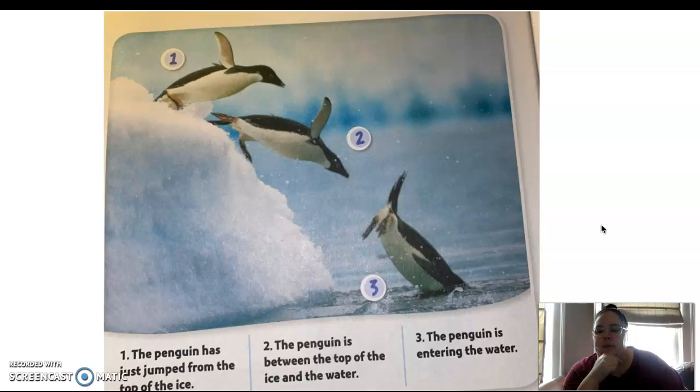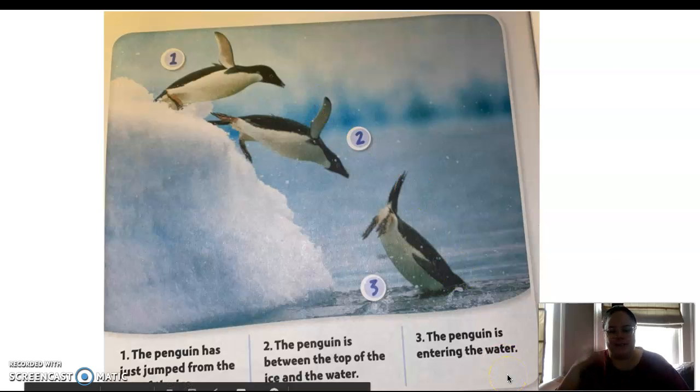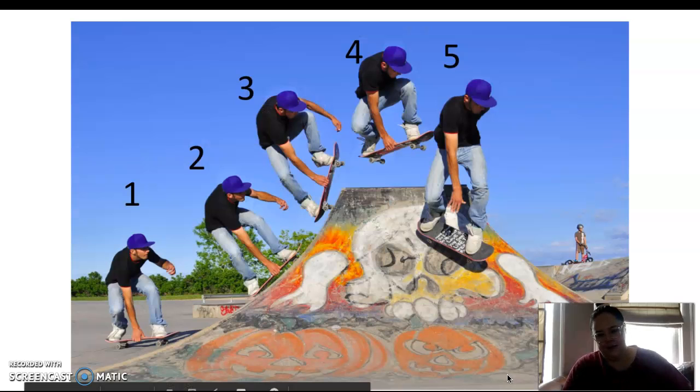So number one, the penguin has just jumped from the top of the ice. We know gravity, things fall to the ground. So the first picture's got to be when he's up top because that has to happen first. Then he starts falling. Two, the penguin is between the top of the ice and the water. So, they're using the ice and the water as reference points in number two. And then lastly, the penguin is entering the water.